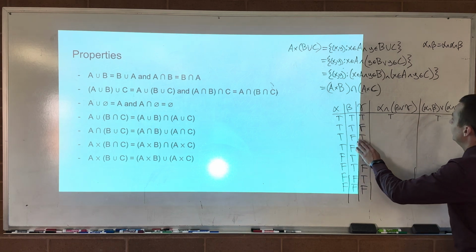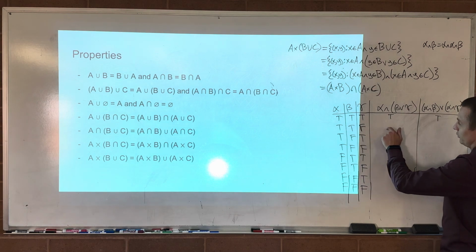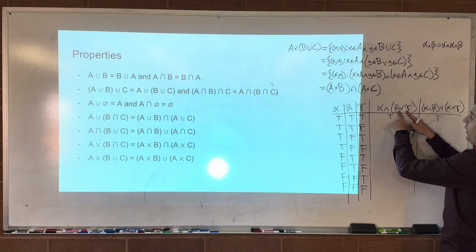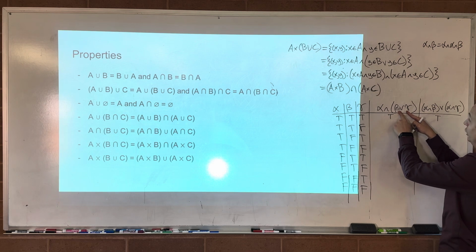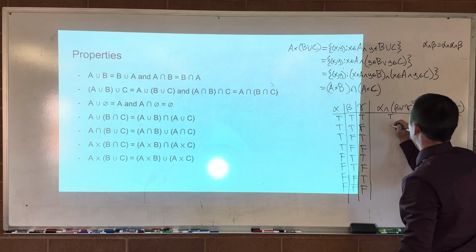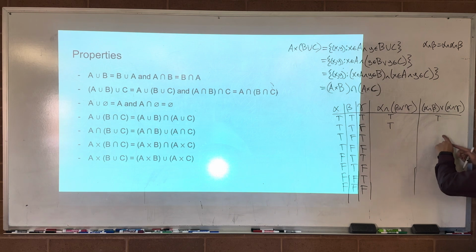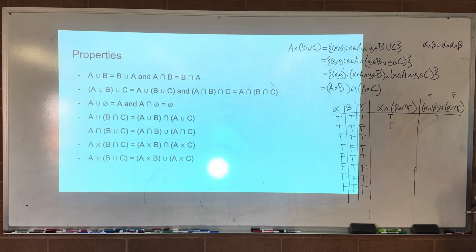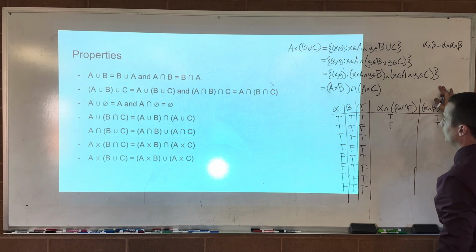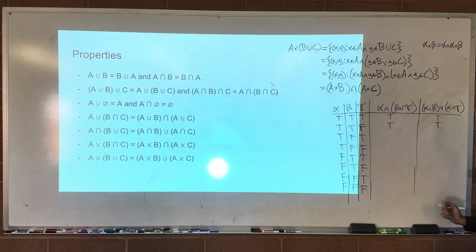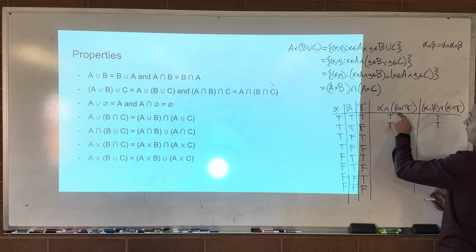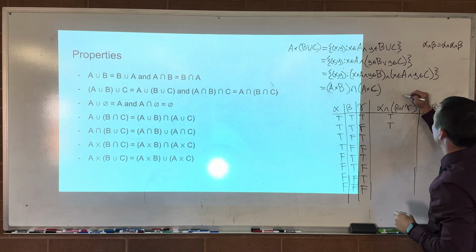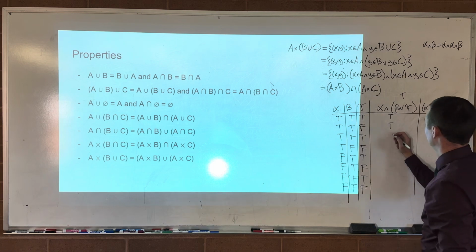Okay, so let's look at this one. Gamma is false, but the other ones are true. So we have true or false is? True. True and true is? True. So true and true is? True. True and false is? False. True or false is? True. Okay? This time beta is false. So false or true is? True. True and true is? True.